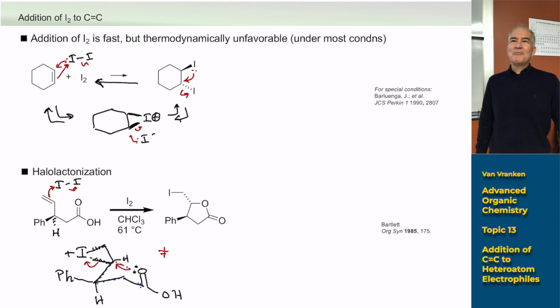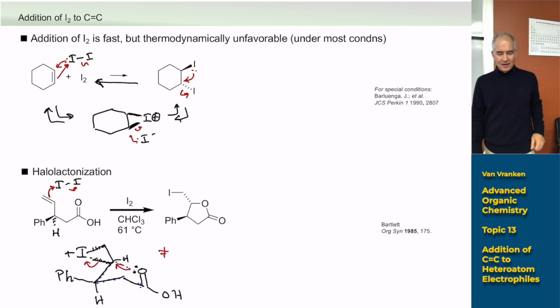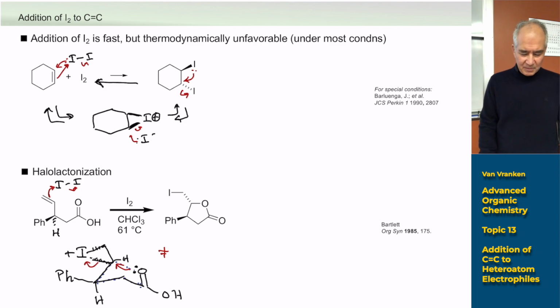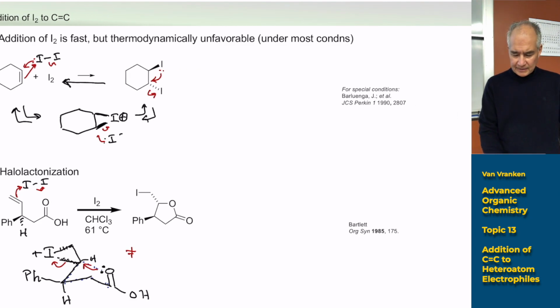8, I wouldn't give that any chance in the world because 8-membered rings have this internal transannular ring strain that prevents 8-membered ring formation from being efficient. But 5 and 6 would be common examples for halolactonization reactions.